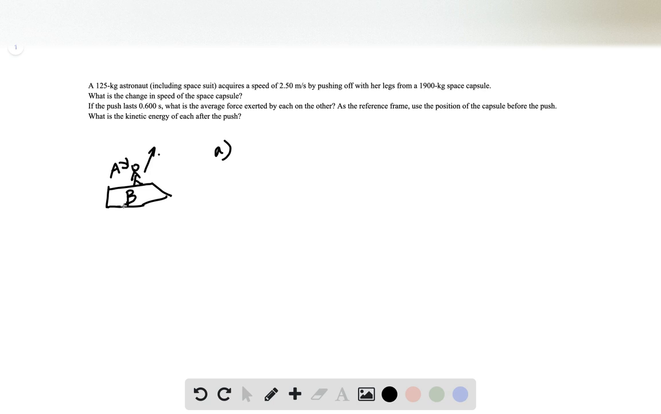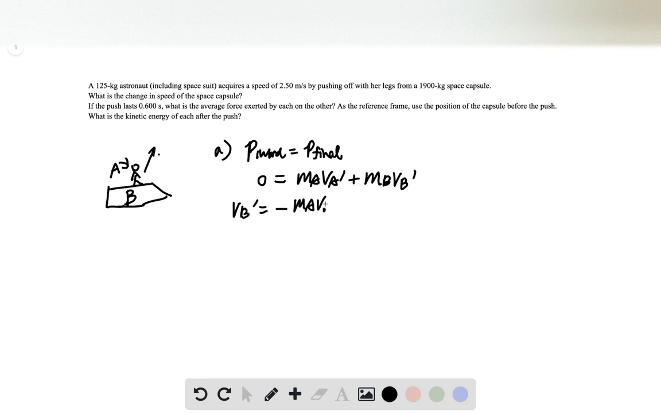So this is an isolated system, so we can use the conservation of momentum. P initial equals P final. P initial, nothing is moving initially, so it's 0. Afterwards, the astronaut has a velocity va prime, and the space capsule has its own velocity vb prime. We'll ask what is the change in the speed of the space capsule. So what is vb prime? vb prime equals, from this equation, negative ma va prime over mb.